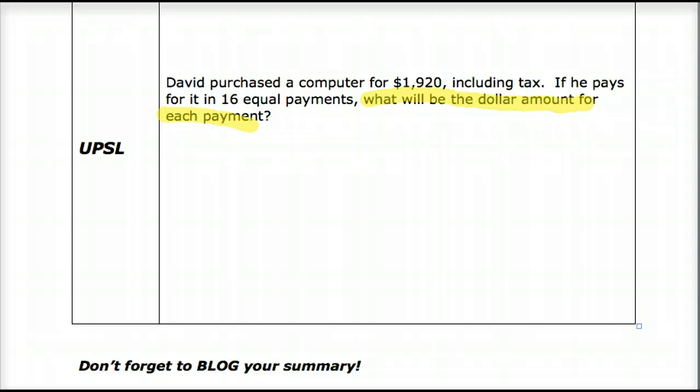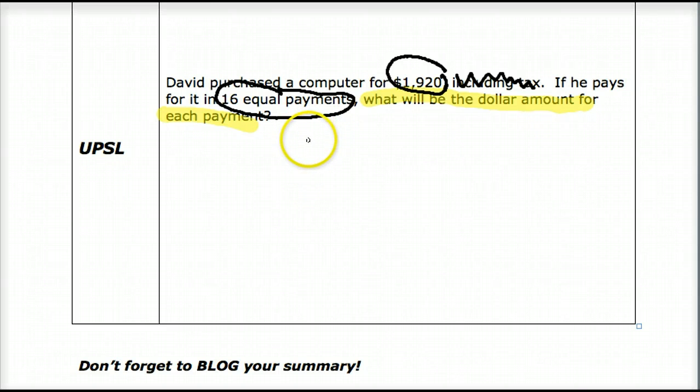Then we know that we must mark our keywords. We know that he purchased the computer for a total of $1,920. And we just said anytime tax is mentioned, we can go ahead and just mark that out since it is extra. And we know that he is paying for the computer in 16 equal payments, meaning they're all the same. And we want to know the dollar amount for each payment. In the previous example, we mentioned that when we have equal and each together in a problem, we know that we're immediately going to divide.